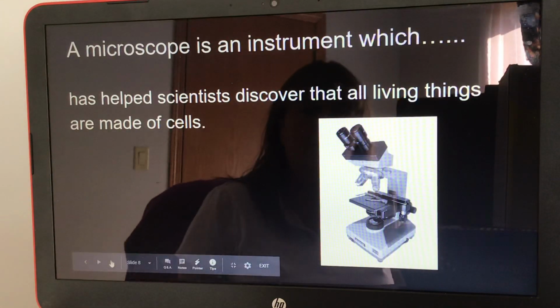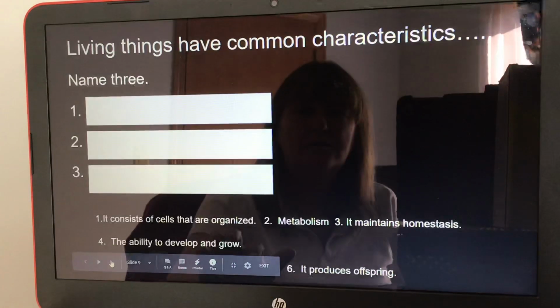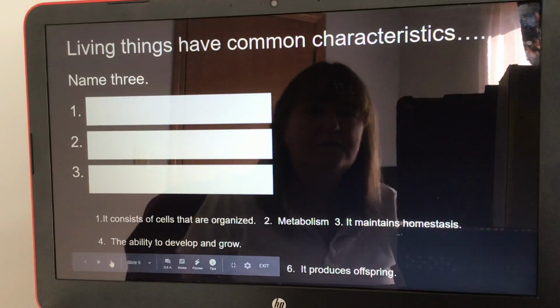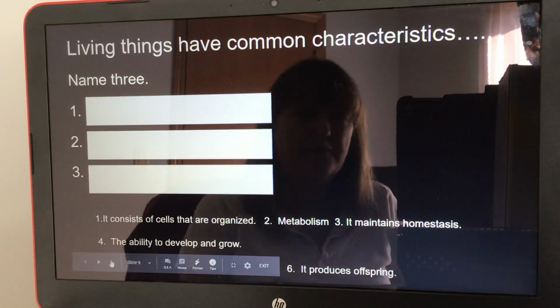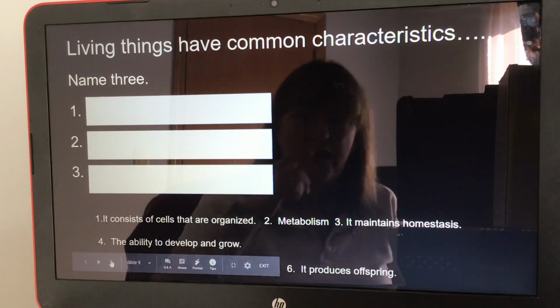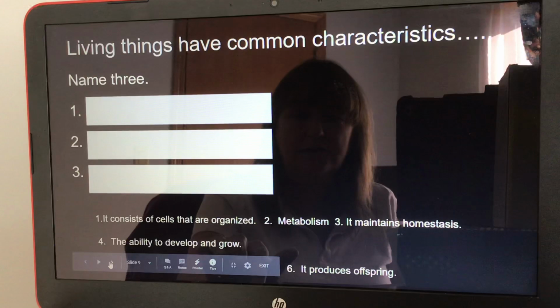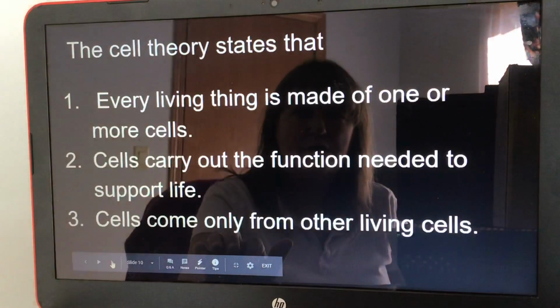A microscope is an instrument which has helped scientists discover that all living things are made of cells. Living things have common characteristics. Name 3 of them. At the bottom I have all, well, not all of the answers, but some answers to give. So if you want to, remember a couple of these, because you're going to need to know 3.